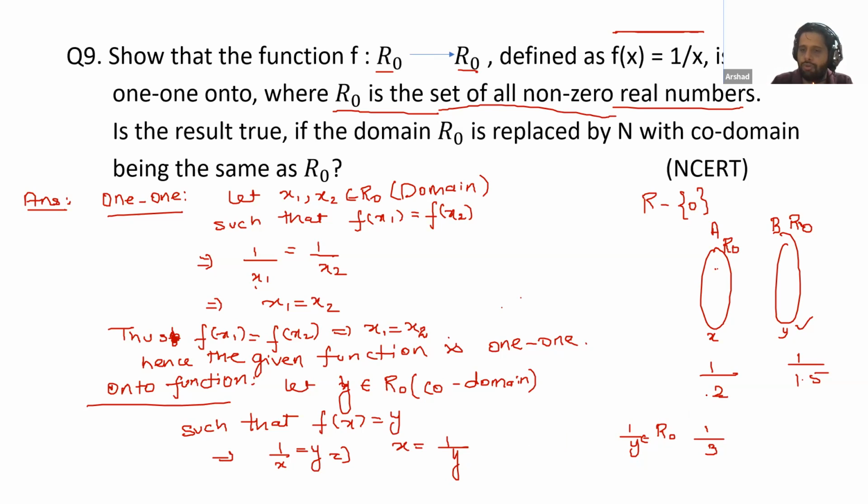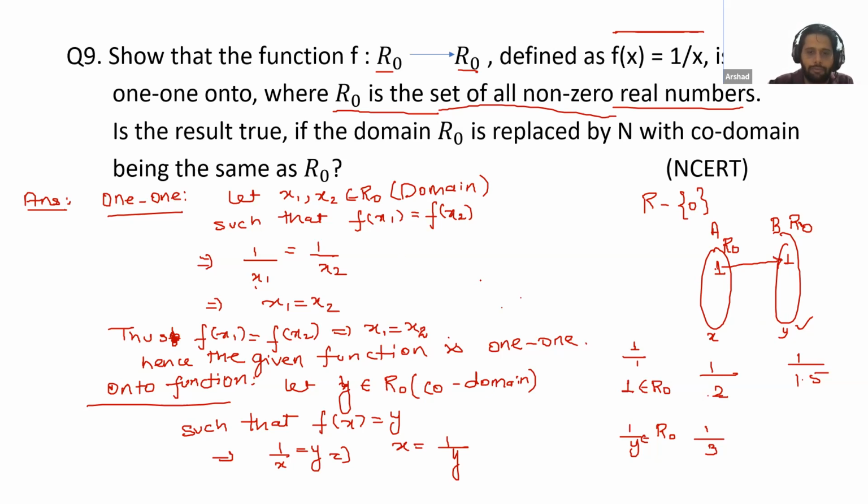No. For example, put 2, you will get 1 by 2. 1 by 2 is a real number. But if y is equal to 1, 1 by 1 is what? Okay, very good question. What is 1 by 1? 1 by 1 is 1. So 1 by 1 belongs to R0 or not? Yes. So that means in the second set, if you have a 1, then its pre-image 1 is also there. So that means 1 is associated with 1. 1 has its pre-image. So this is fine.